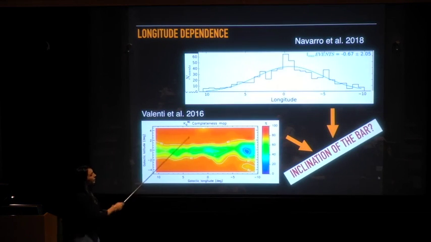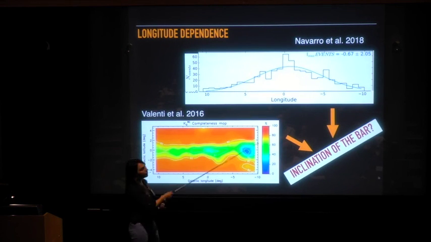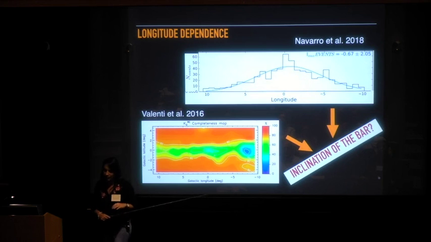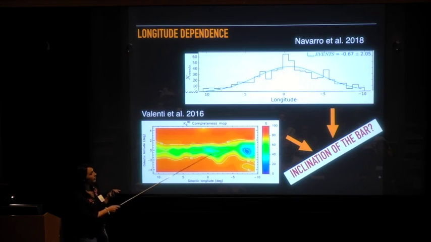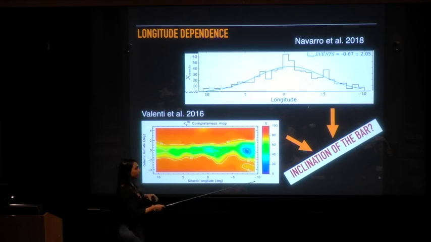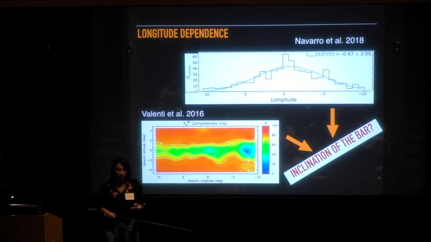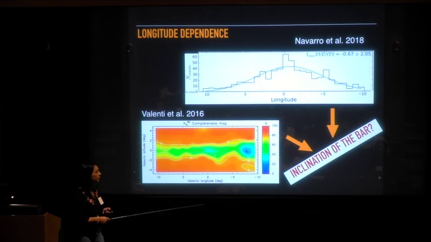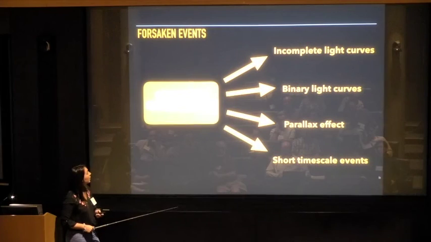We also found an asymmetry in the distribution. We found 60% more events toward negative latitudes. And if we correct this with the completeness map of Elena Valenti, made especially for the VVV, we can guess that maybe this asymmetry is related to the inclination of the bar.